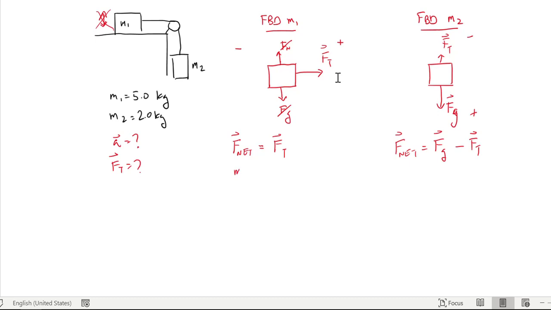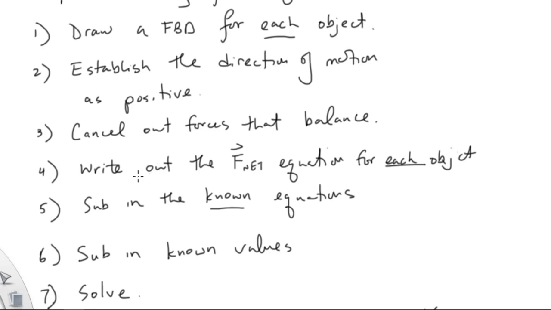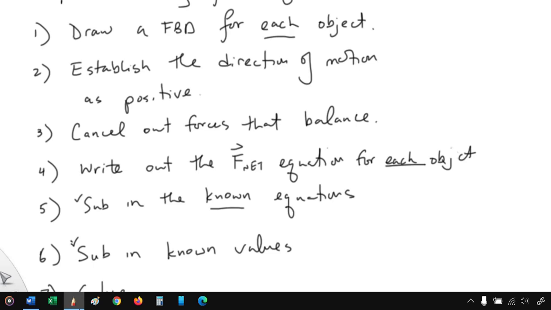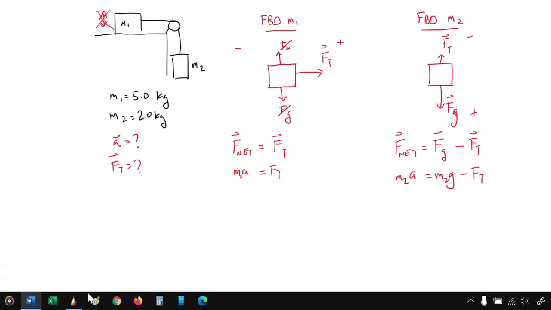So now we sub in our equations, if you remember the next step. So this is M1A equals Ft. This is M2A equals M2G minus Ft. Right? So we've subbed in our known equations. Now we sub in our known values. So M1 is 5, so 5A equals Ft. And this one is 2A equals 2 times 9.8 minus Ft. So 2A equals 19.6.